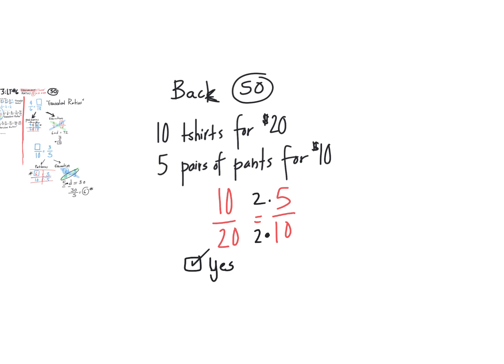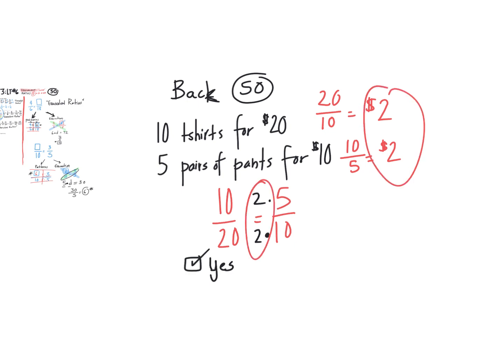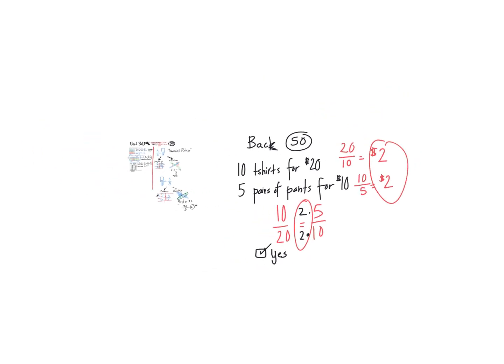Or if you don't like that way, you can do it a different way. You can say, okay, if 10 t-shirts cost $20, 20 divided by 10 is $2. And if 5 pairs of pants cost $10, 10 divided by 5 is 2. Either way, they have the same rate, which is 2. You notice that, okay? So you can do that either way. You'll be seeing those on your homework, so I wanted to touch on those briefly.